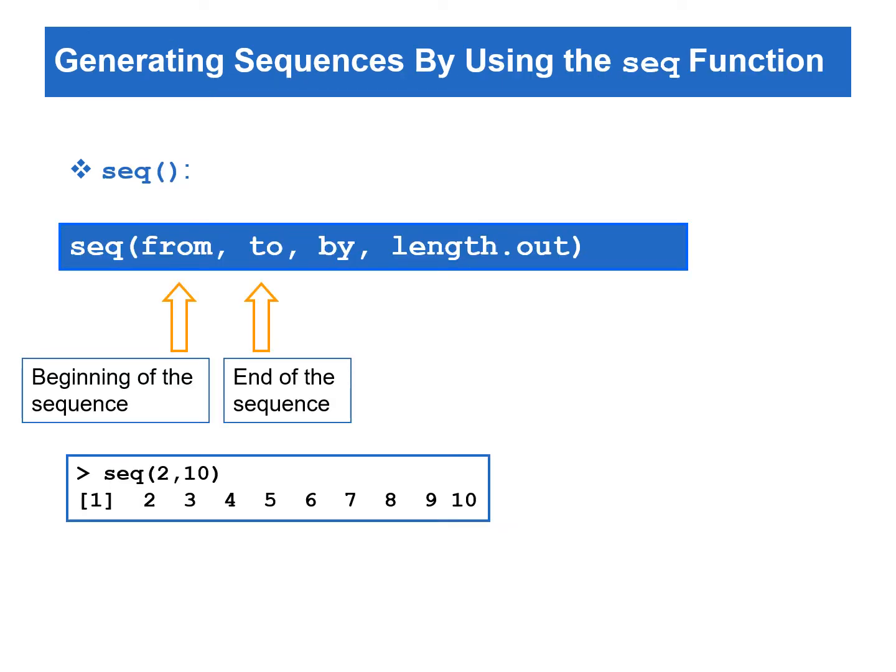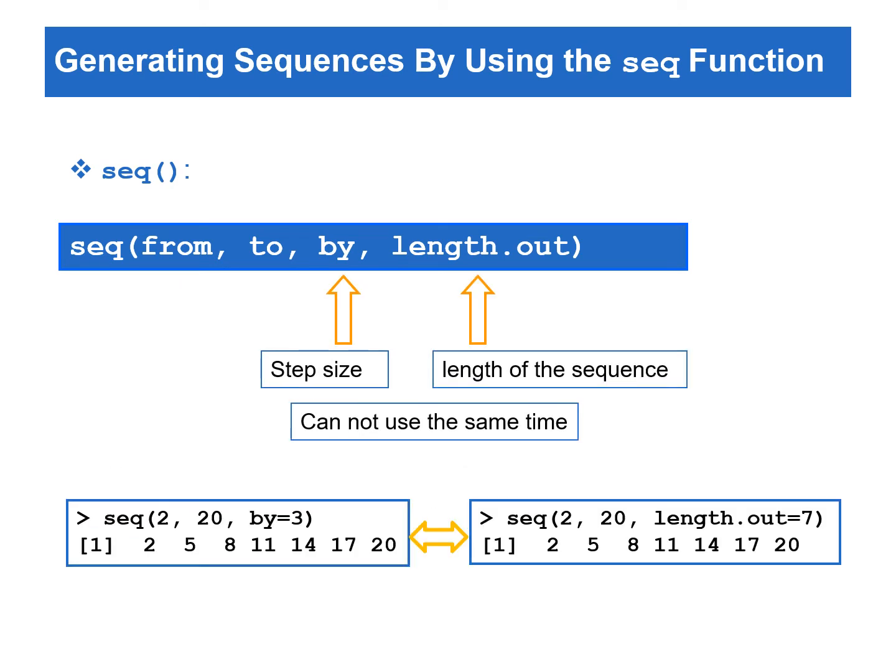A more flexible way to generate a sequence of numbers is to use the seq function. The first two arguments of the seq function, from and to, are used to specify the beginning and the end of the sequence. In this example, we generate a sequence of integers from 2 to 10.